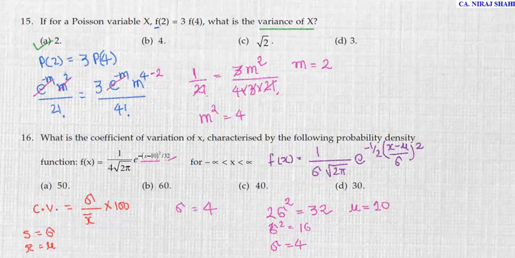Okay, now let's fill the figures into the formula of CV and we can get our answer. The sigma is 4, the mu or x bar is 10, into 100. So the answer of CV is 40%.